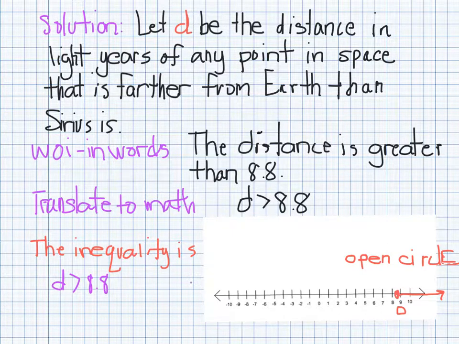So our solution would be: let d be the distance in light years of any point in space farther from Earth than Sirius is. We would write our original inequality in words. So the distance is greater than 8.8 light years. We would translate to math. d is greater than 8.8.